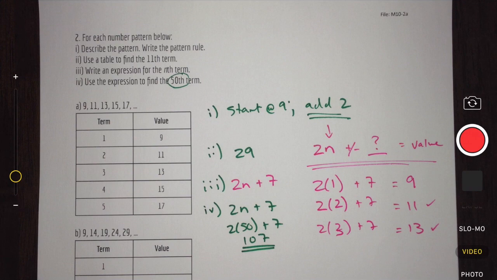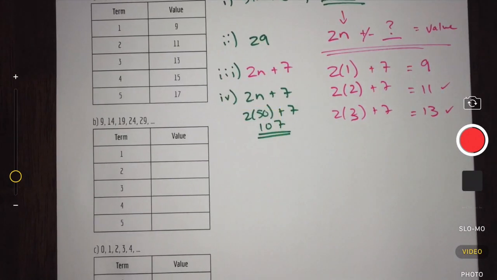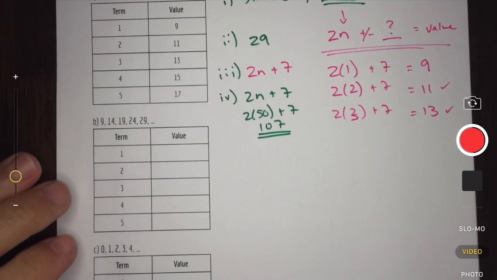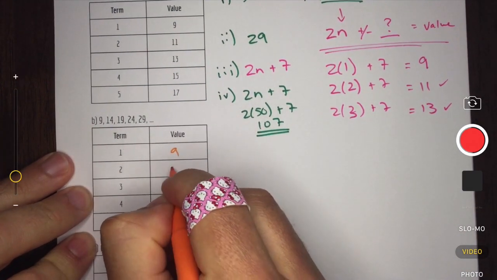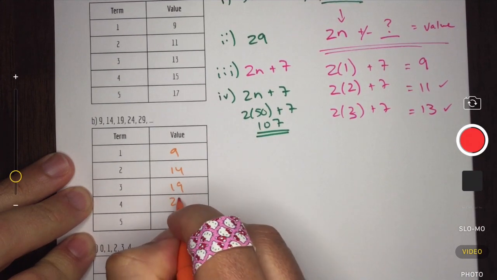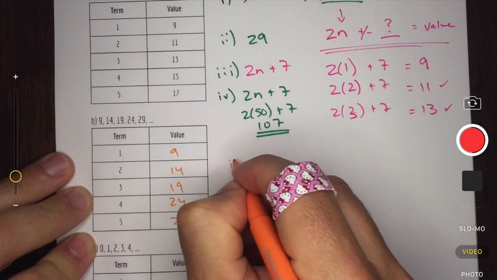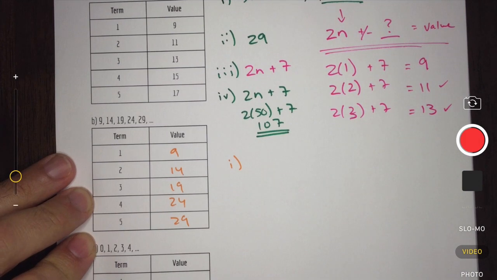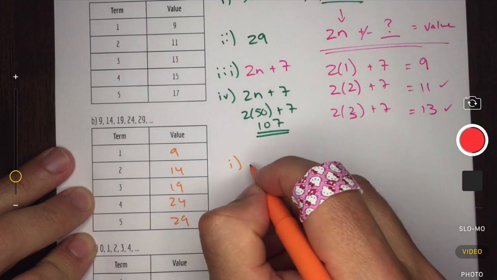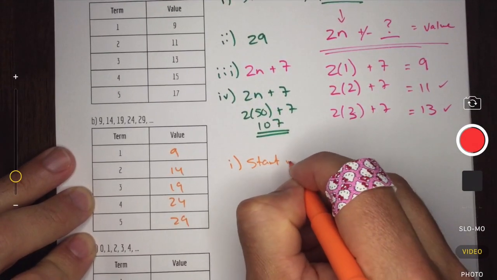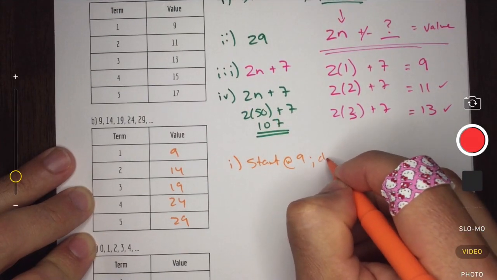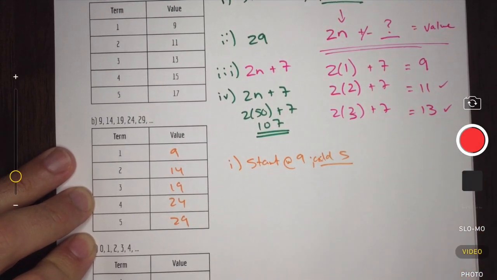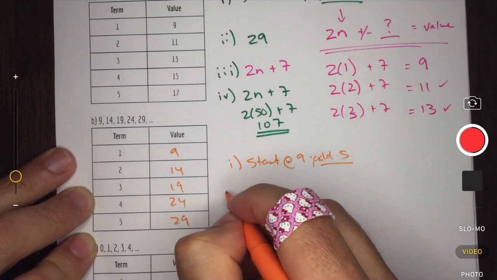Let's take a look at question B together, and we'll do this one a little bit more quickly. So for the first term, okay, we're given our numbers up across the top, so we can just write those in. So we've got 9, 14, 19, 24, and 29. Part 1 asks us to describe what our pattern rule is. So in this particular case, we can say start at 9, and then each time we're going to add 5, and that's going to come in handy in a couple minutes.